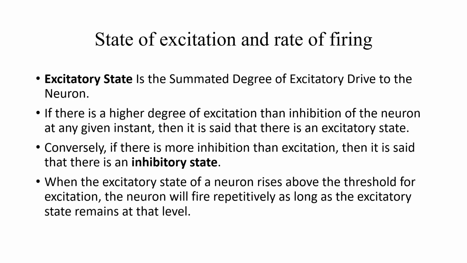Now, when the summation is more toward an excitatory drive, we call the neuron in an excitatory state. On the other hand, if the summation is more toward inhibition, we call it an inhibitory state. In both circumstances, they haven't reached threshold, but a neuron in an excitatory state is more facilitated and near a threshold, but not there yet.